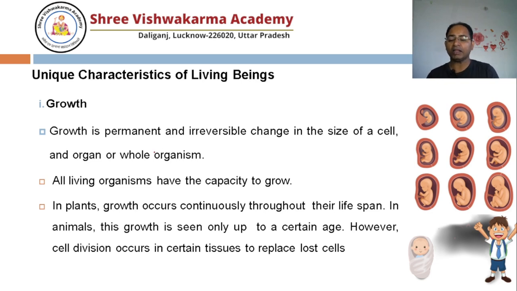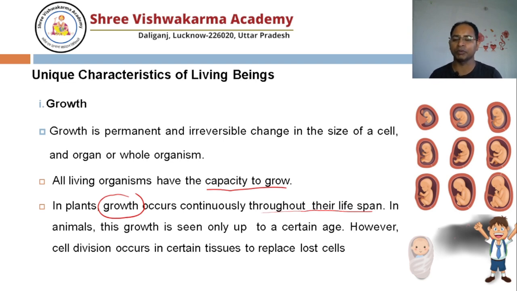All the living organisms have the capacity to grow, whether unicellular or multicellular like us. If you talk about plants, plants keep growing throughout their life. Throughout their lifespan, plants keep growing because they have a special kind of tissue known as meristematic tissue, that we are going to cover in coming lectures. But in animals, at a certain age, once we attain puberty, our growth stops, right? So plants have the capacity to grow throughout their lifespan, but we animals don't have that capacity.